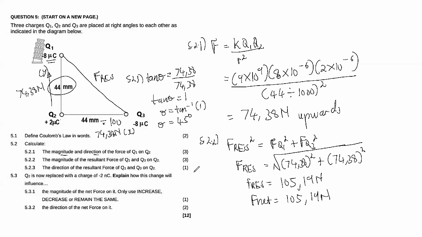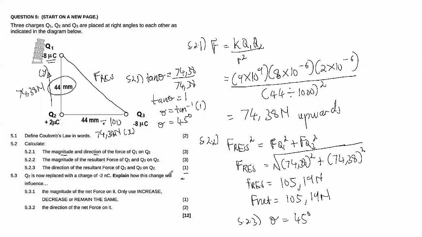So that's why it was even that 1 mark. So all you needed to do is just come to 5.2.3 and just indicate that your theta is 45 degrees. That's all you needed to do. So there was no need for you to show the rest of the calculation for that one because it's only a mark, right? Then 5.3 says Q2 is now replaced with a charge of -2 nanocoulombs.